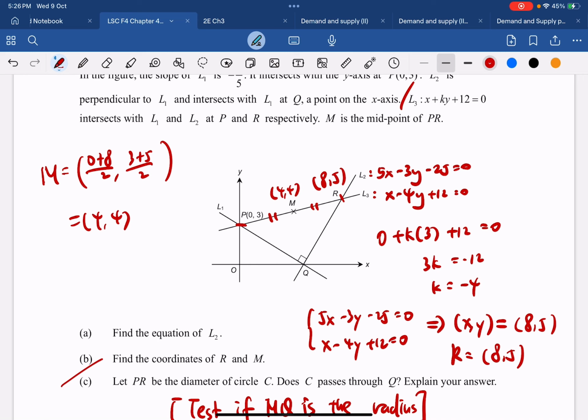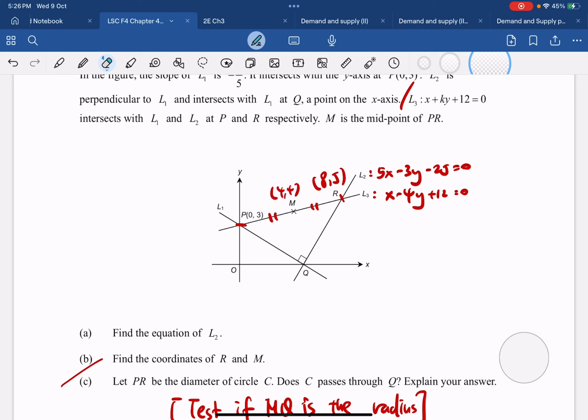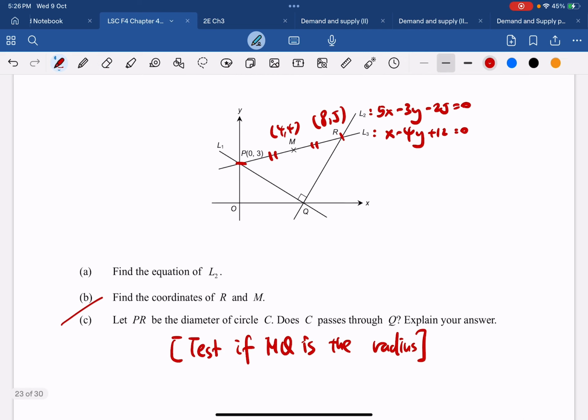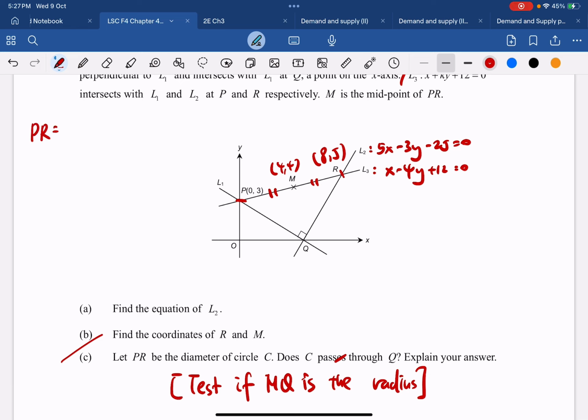Okay, so part A and B is some mechanical stuff, and then the important part is part C. So let's see. Let PR be the diameter of the circle C. Does the circle pass through Q? Okay, so let's see. PR be the diameter. So imagine like you don't know this question in the exam. So how can you still get some mark? So you would try to find the length of PR, right?